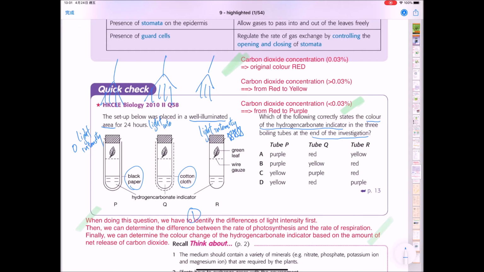The light intensity should be in between tube P and tube Q. So that's why I put 1 star. Okay, so that's the first step.